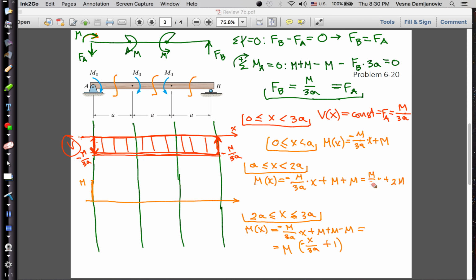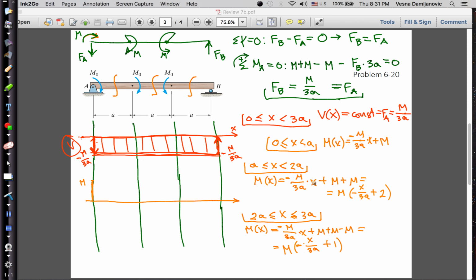Oops, this is a big one. So minus M over 3 x a plus M plus M. And so that would be equal to, here, this is 2M, right? So we take the M out and we get minus x over 3a plus 2. And here we get minus x over 3a plus 1. And that's much better now.